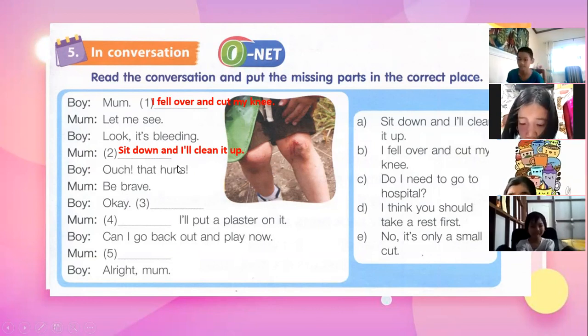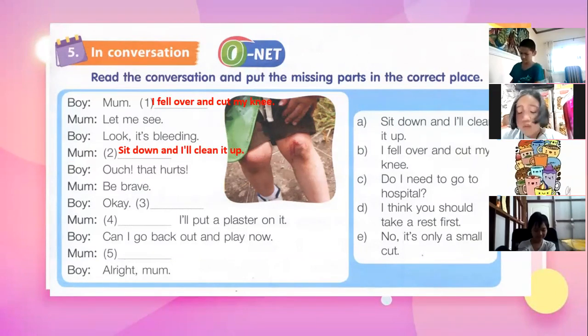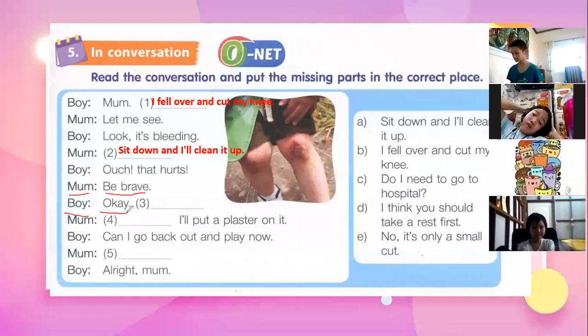Okay, so while the mother is cleaning it up, the boy replies. The boy's statement is, ouch, that hurts. Whenever you hurt some part of your body and any person wants to clean it for you, obviously it will hurt. So the boy says, ouch, that hurts. Then Mom tells the boy, be brave, be strong. All right, so the boy replies, okay.